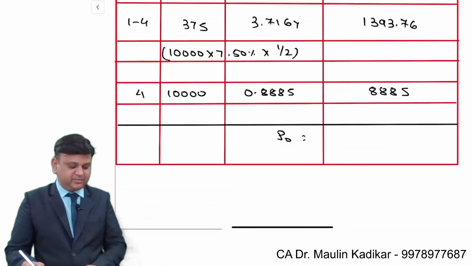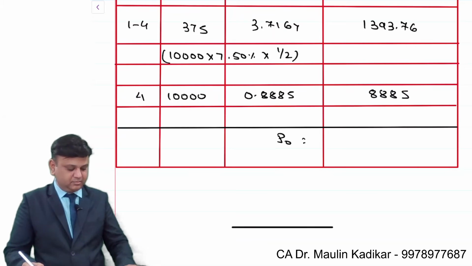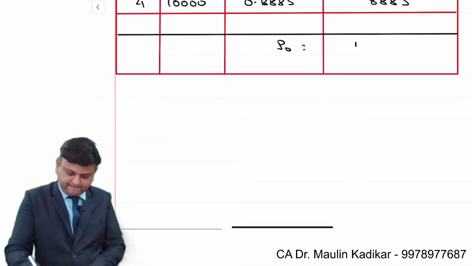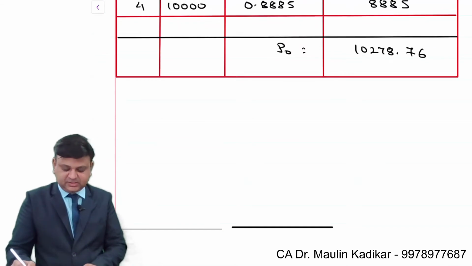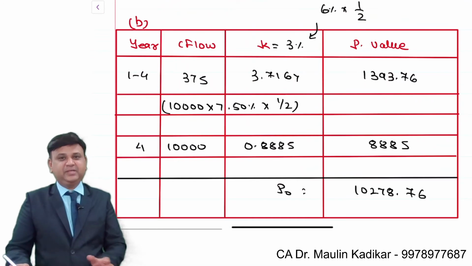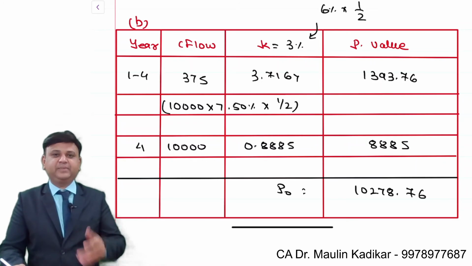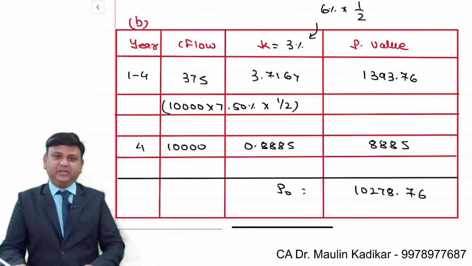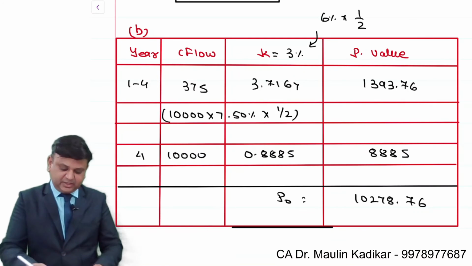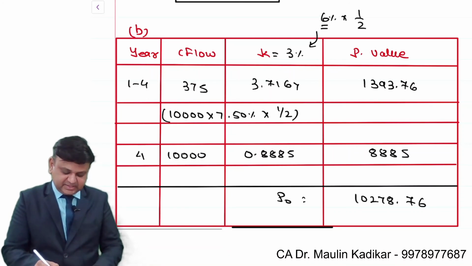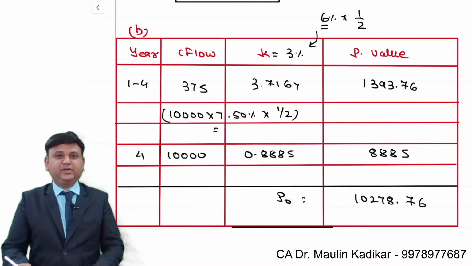And based on that, the P0 will be calculated. So it is 10278.76. That is the way the P0 can be calculated. Friends, over here the price of the security is bound to be at premium. Why? Because the required rate of return is less than the rate of interest of the security.